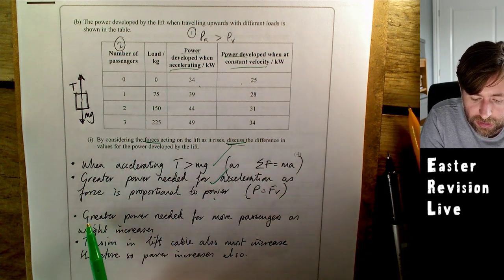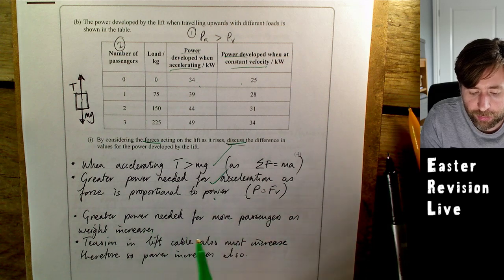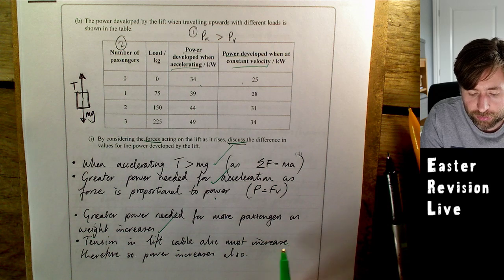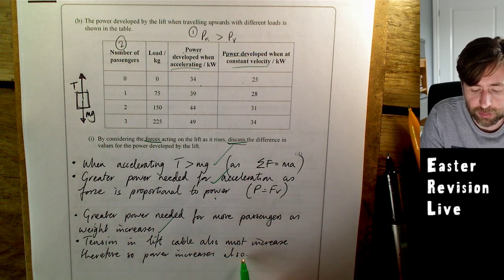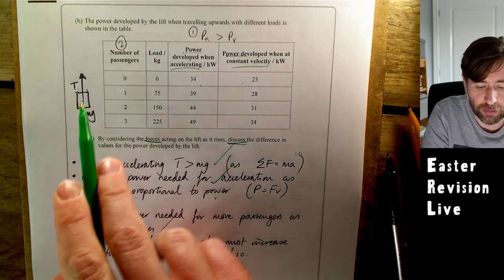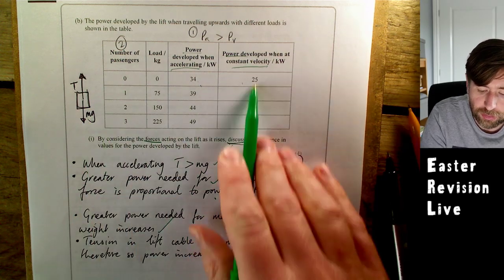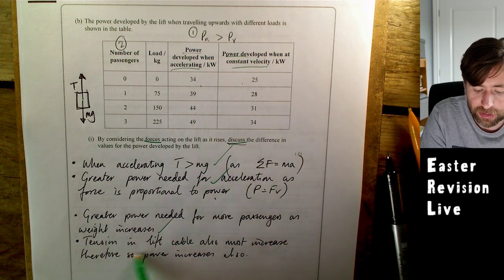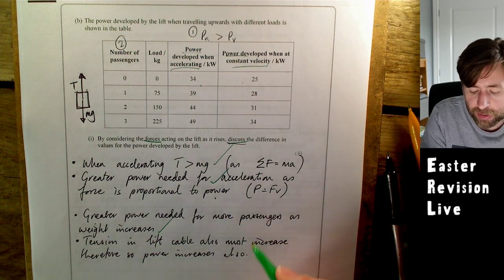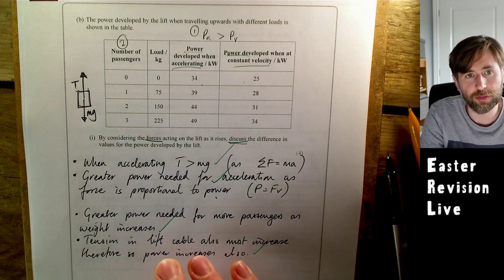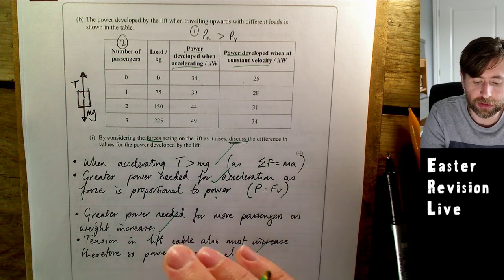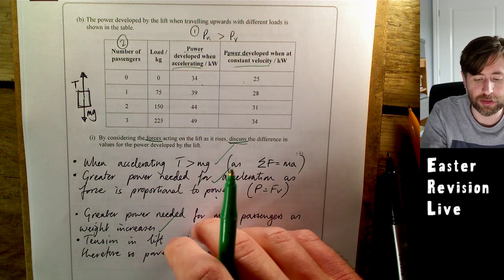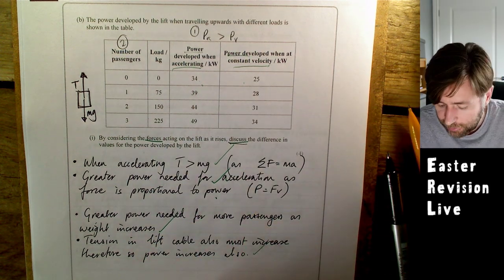increasing the mass, and again, greater power is needed for more passengers as weight increases. And why? Because tension and lift must also increase, therefore power must increase as well. Because again, if a weight's larger and during the constant velocity, tension equals weight, then we have to increase that as well. So maybe I needed to say that in there as well, but to be honest, in the mark scheme, it just tells us we need to make sure we've considered the forces, and then we've discussed where power is greater and explained why. Okay, moving on.